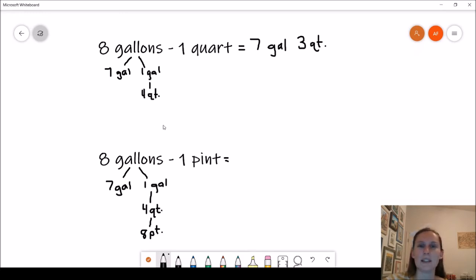Now I can take away gallons from gallons and pints from pints. 7 gallons minus 0 gallons over here will give me 7 gallons. And this 1 gallon was equal to 8 pints. So 8 pints minus 1 pint gives me 7 pints. So I have 7 gallons and 7 pints.